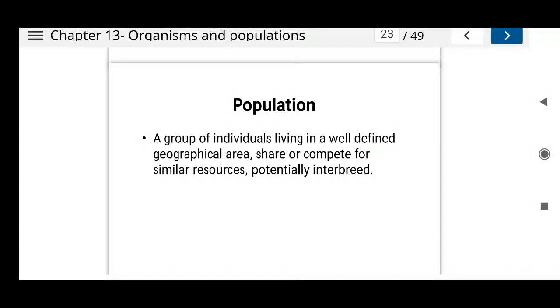Good morning, children. Today we are going to study about population. Now, what is population, children? The total number of individuals which breed among themselves of a particular species, and they are found in a particular geographical area, and they compete for similar resources for food and shelter. That is known as population.